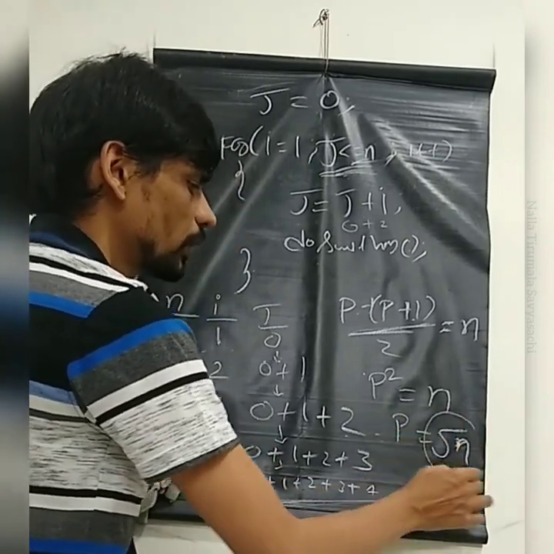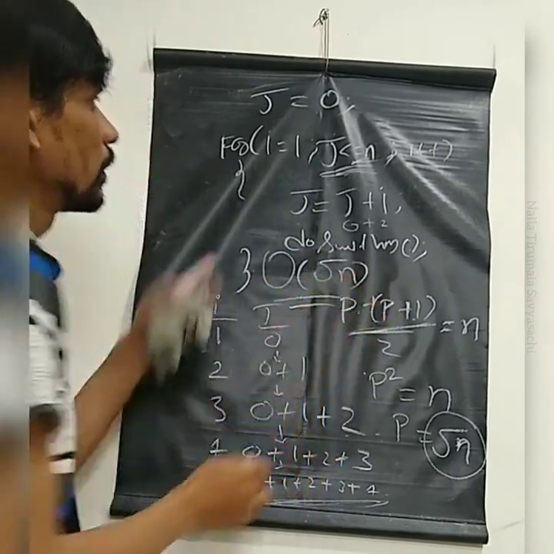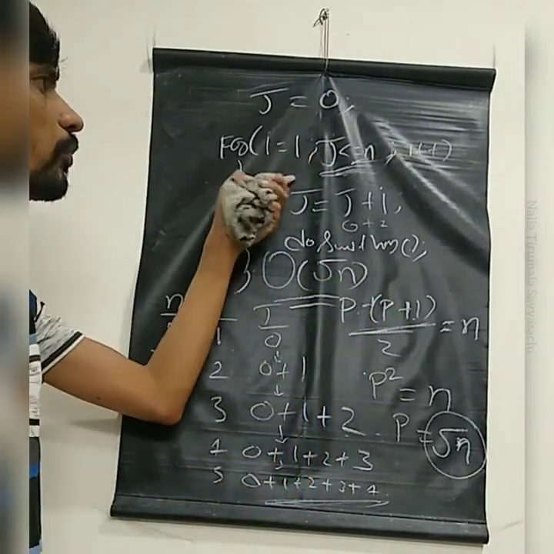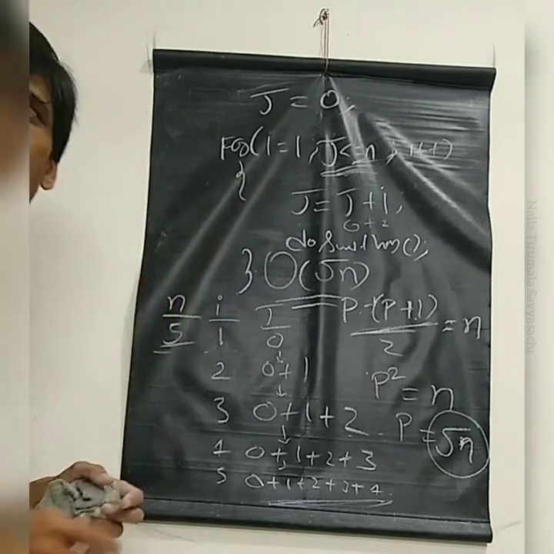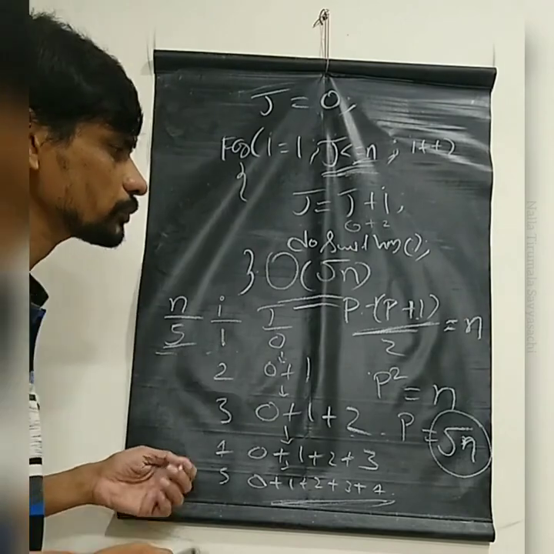So what is my complexity? Root n is the complexity for this for loop, this piece of code, right?